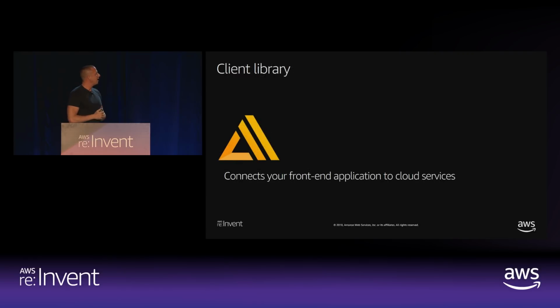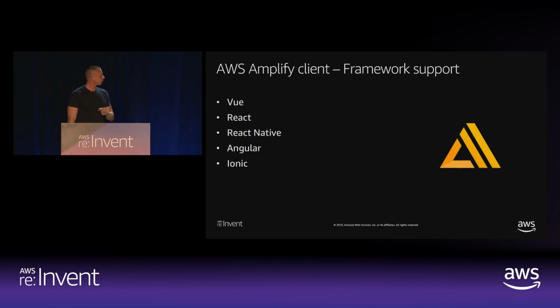The client library allows you to then connect to the services that you just created. So we created this API. How can we actually use it from our front-end application? You use it using the Amplify client library. We have a couple of different framework supports. First-class support for Vue, React, React Native, Angular, and Ionic.